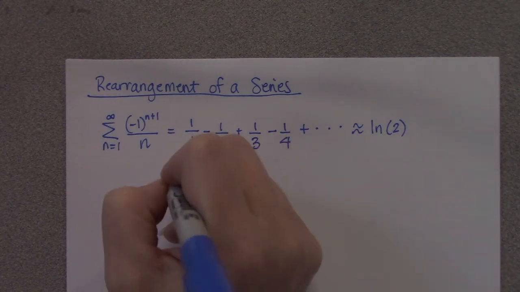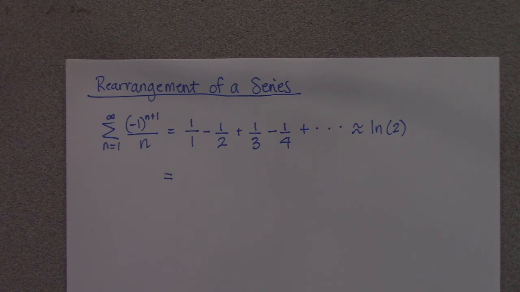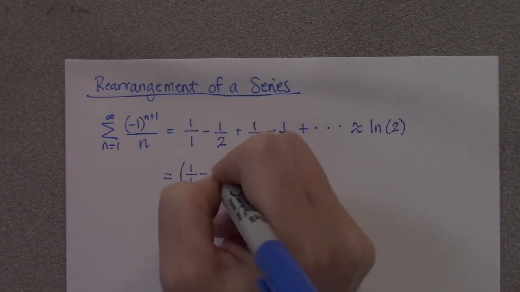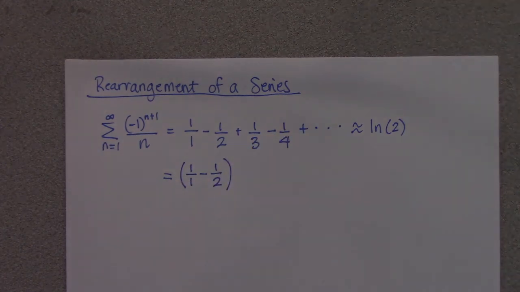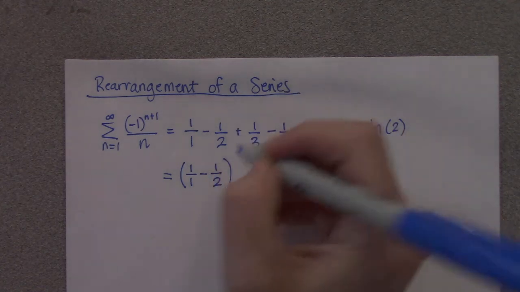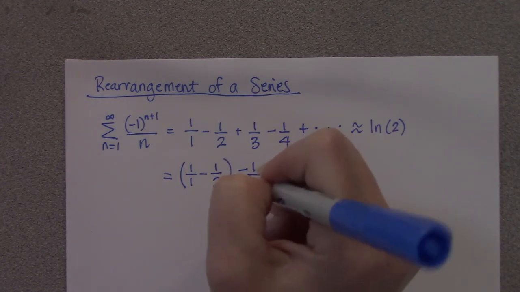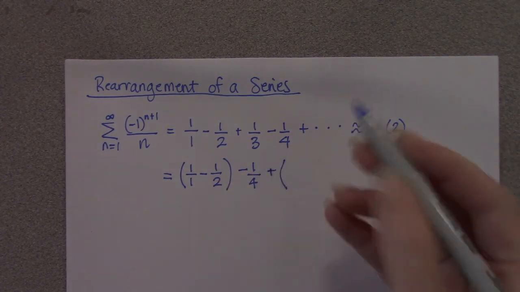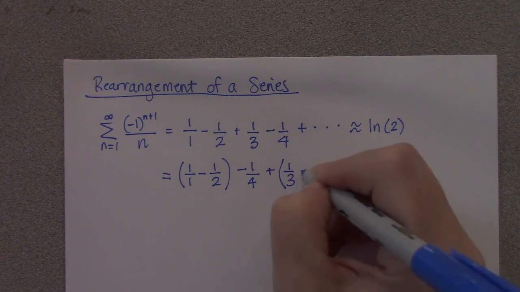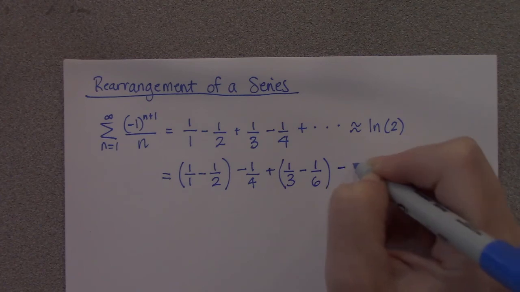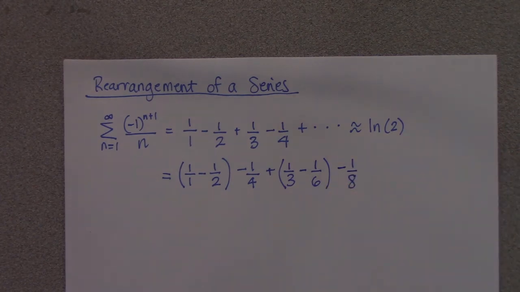So now, let's rearrange these terms. I'm going to keep 1 over 1 minus a half. We're going to keep that up front. But then, I'm going to skip 1 over 3, and I'm going to jump over here and take 1 over 4. And then, I'm going to grab 1 over 3 and subtract 1 over 6. And then I'm going to do 1 over 8.